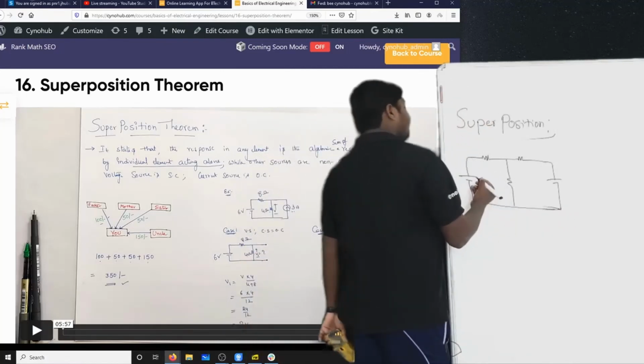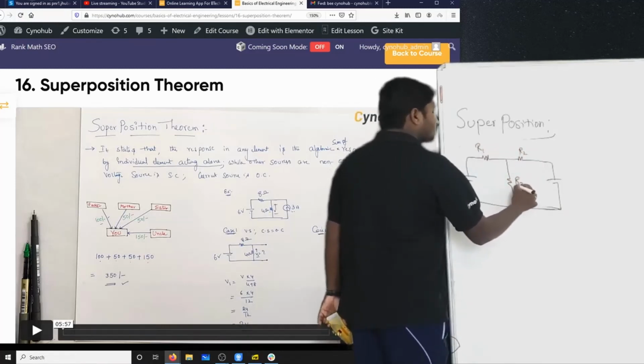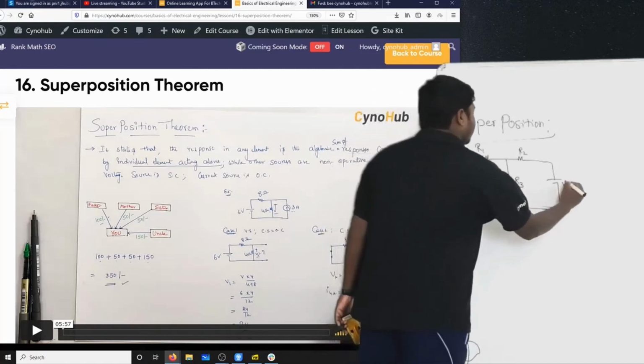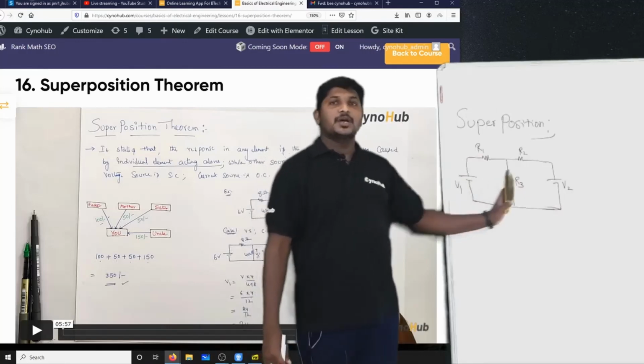Oh, sir is explaining the same circuit. Don't think about that. In the textbook they will give us a sample circuit like this only. Now, three resistors, source 1 and source 2.